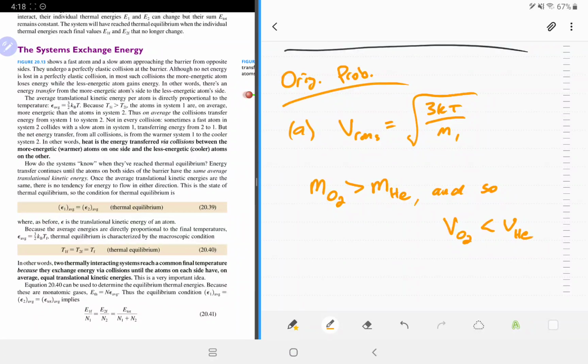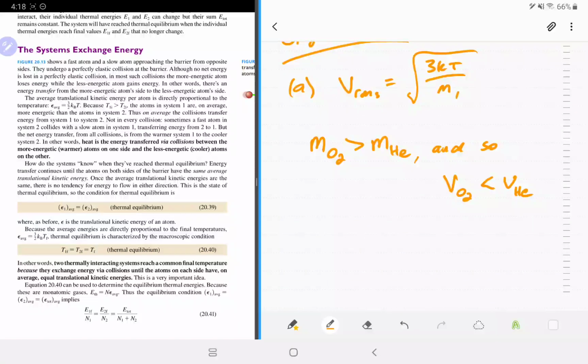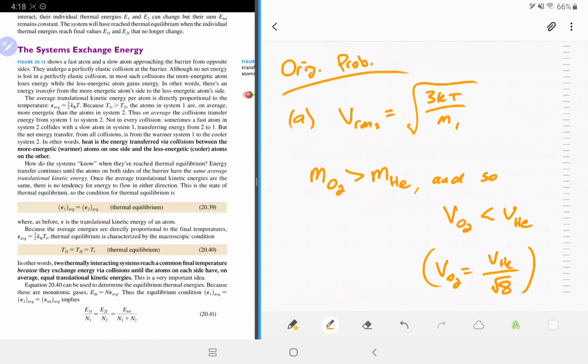Now the molar mass of helium is 4 grams per mole, and for O2 it's 32. So the ratio there is 8. And because of this square root, it looks like it's a square root of 8 for relating these two. So you can actually show that VO2, the RMS speed, is equal to VHe over square root of 8. This is, by the way, if you wanted to do this quantitatively, just because we know the relative masses.